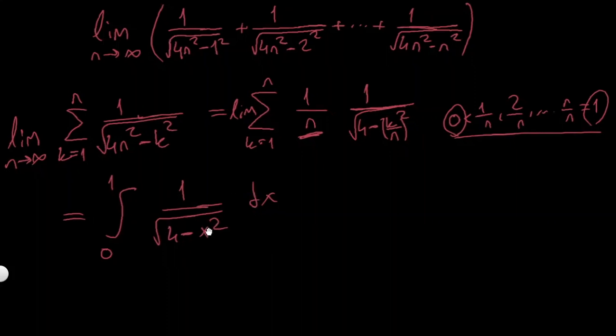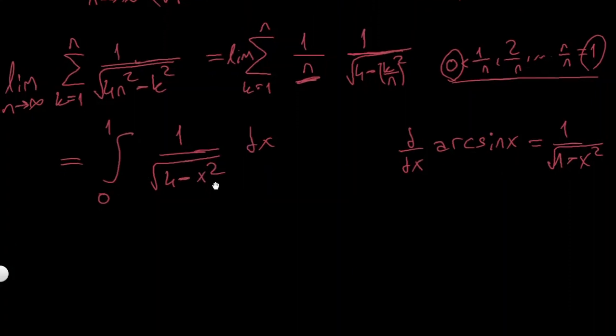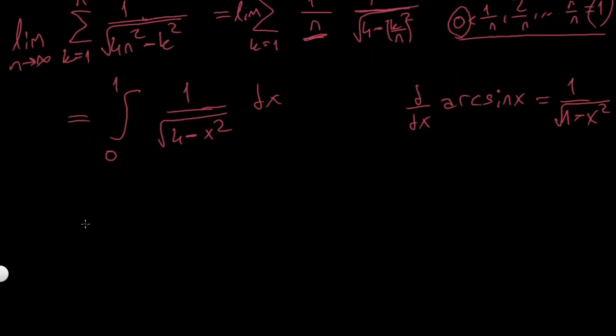Well, this is just a regular integral. Normally we know that if we differentiate arc sine x, this is an elementary integral, it's going to be 1 over the square root of 1 minus x squared. So here if I substitute x equal to 2u, it's going to give me arc sine of x over 2. So this is arc sine of x over 2 from 0 to 1.